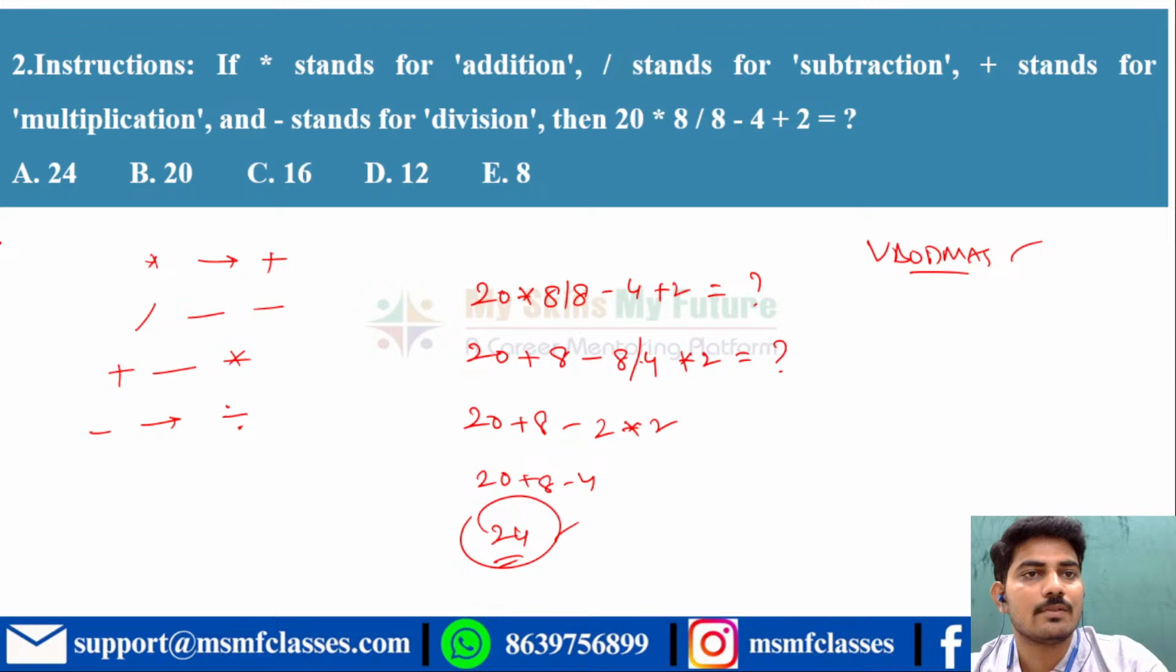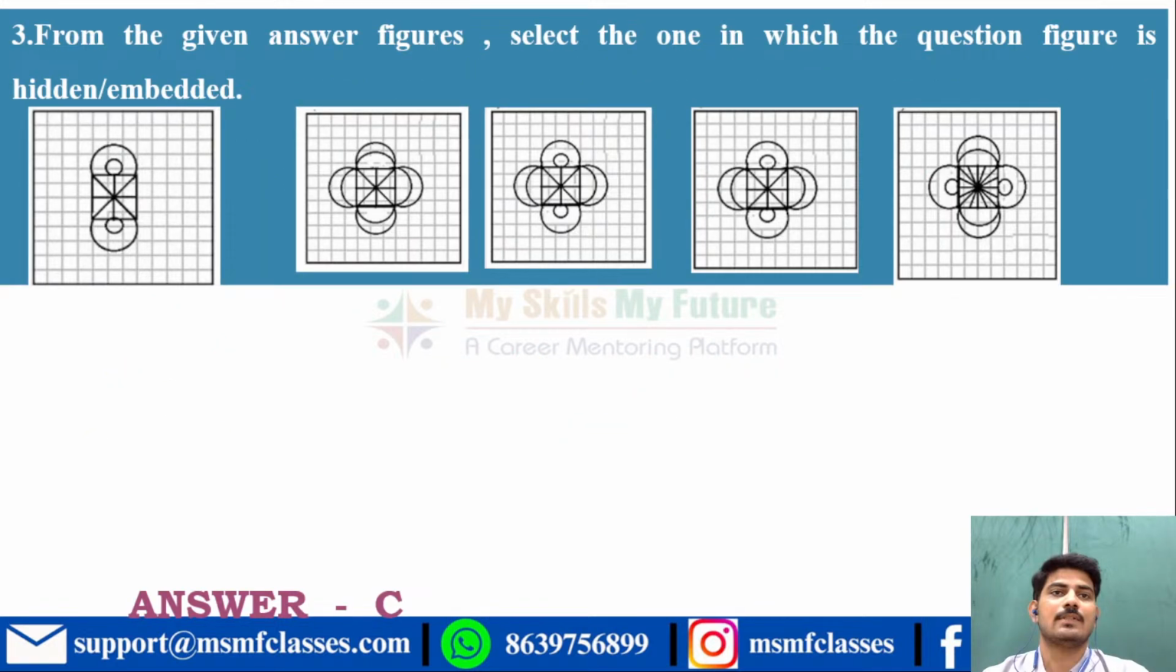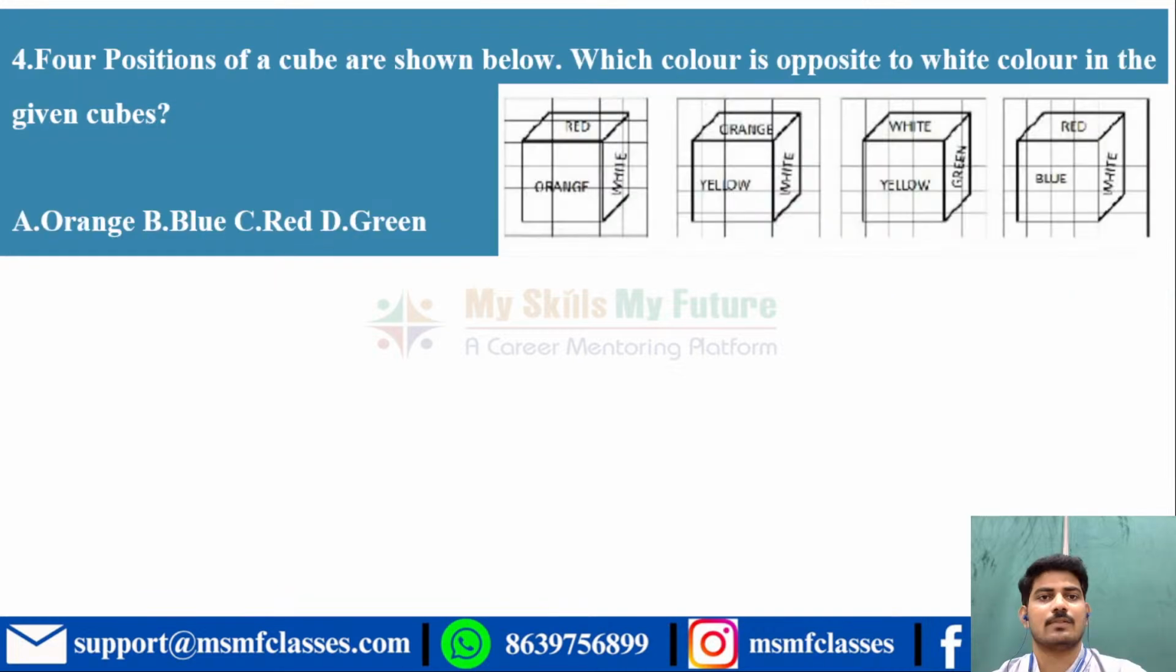Okay, find the figure which is embedded in the figures. So this figure we need to find in the given options. And if you observe carefully, this figure will be presented in option C here. So try to observe carefully. For visual reasoning, there is nothing much needed. All we need to do is observe the given figure carefully, and then we need to say the answer correctly.